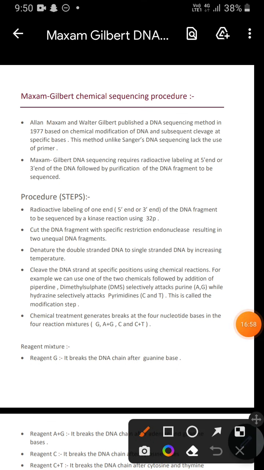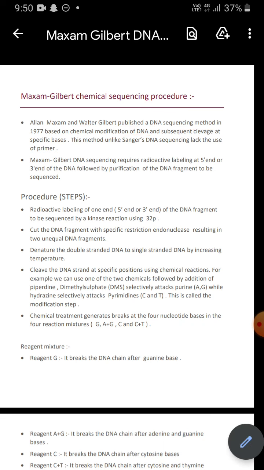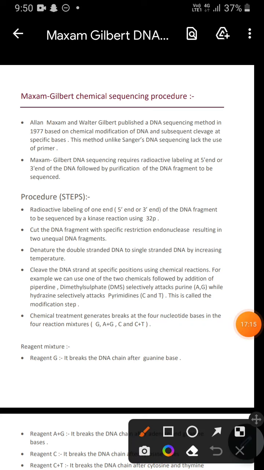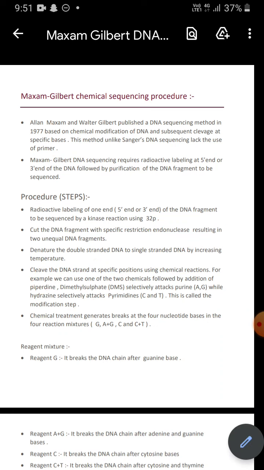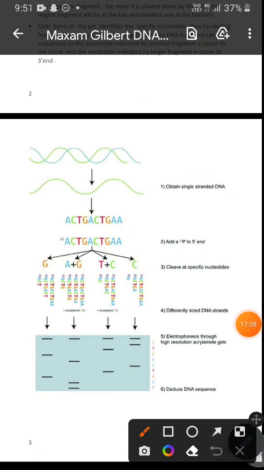Now let's read this. Alan Maxam and Walter Gilbert published a DNA sequencing method in 1977 based on chemical modification of the DNA and subsequent cleavage at specific bases. This method, unlike Sanger's DNA sequencing, lacked the use of a primer, as I have discussed with you. So let's come to the steps. The first step is the radioactive labeling. Here I have prepared the note where we are adding the radioactive label when the DNA is in its denatured double-stranded form. You can also use what I have discussed with you diagrammatically.